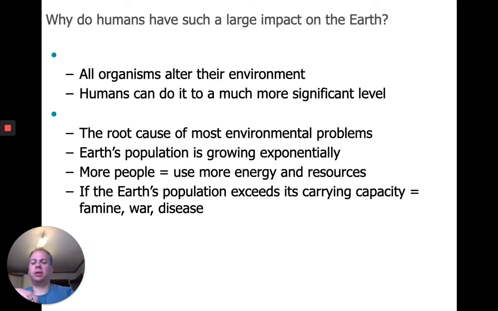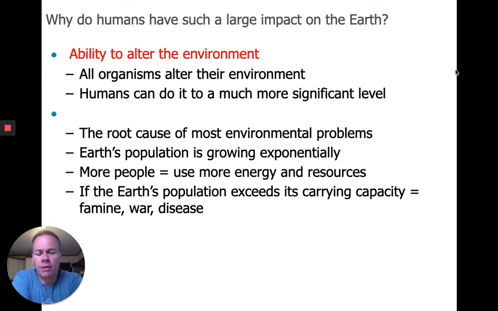So the first thing to consider is why? Humans have a huge impact on the environment, and so the question is why? Why do humans have such a large impact? And you could trace that back to two big factors. The first is that humans have an ability to alter our environment to a greater extent than any other organism. Lots of organisms do affect their environment, alter their environment, and some in pretty significant ways, but none so much as humans. Humans can take one ecosystem and basically transform it into another.